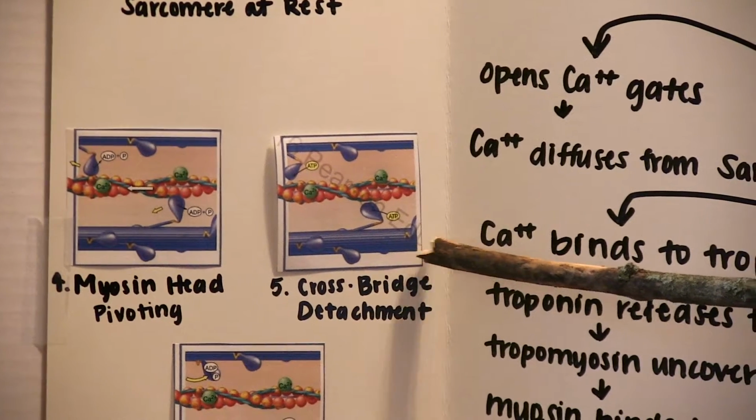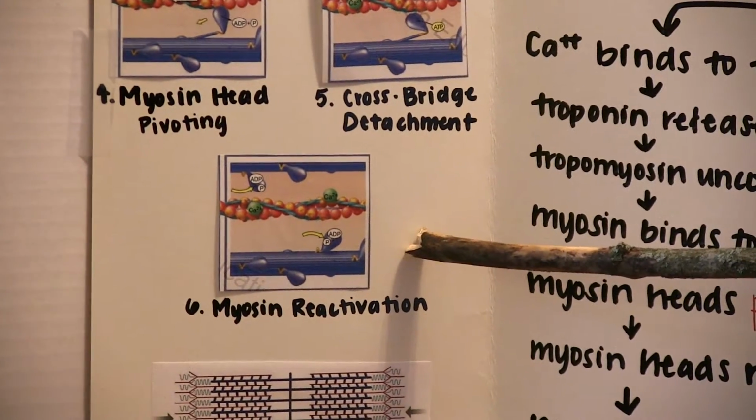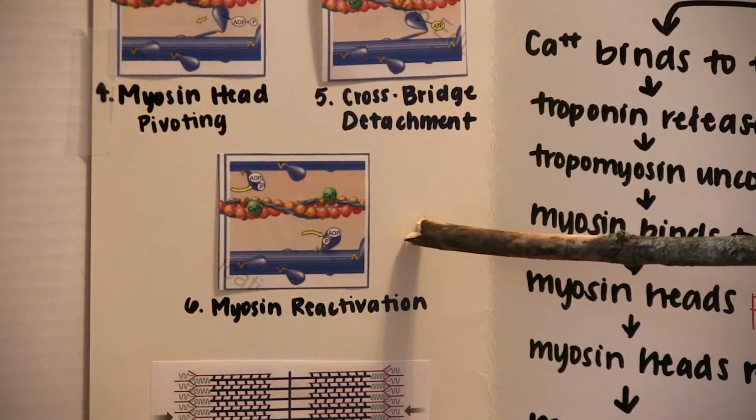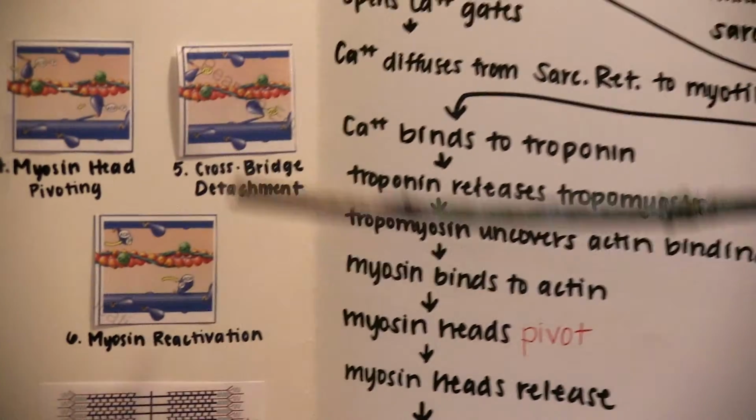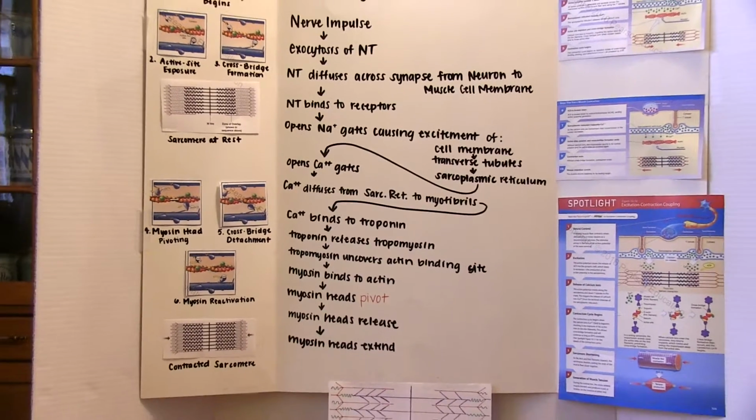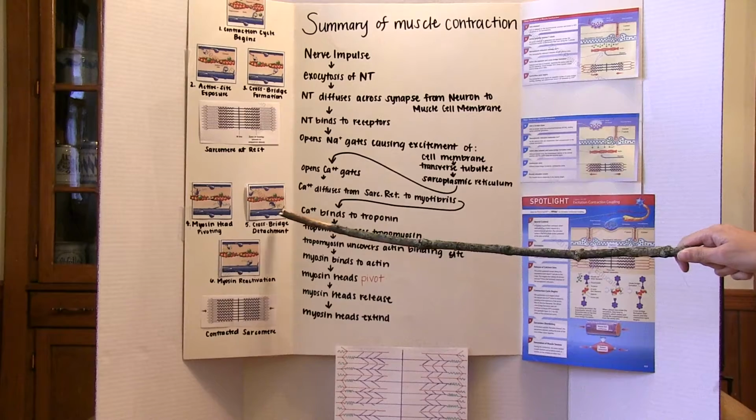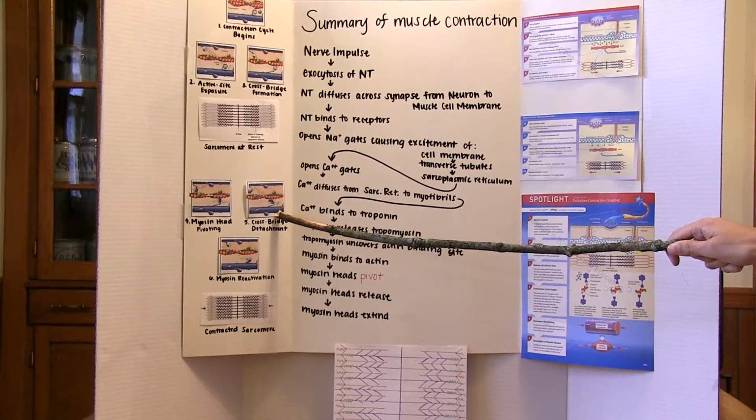Myosin heads release, new ATP energy is required. Myosin heads then extend. As long as there's enough ATP and calcium, this will keep happening. Myosin binds to actin, myosin heads pivot, myosin heads release, myosin heads extend.